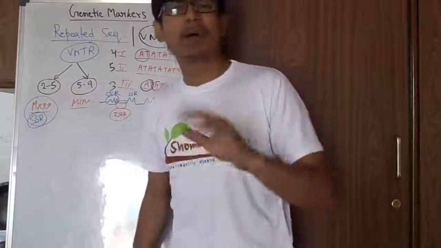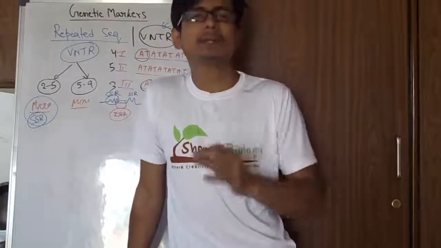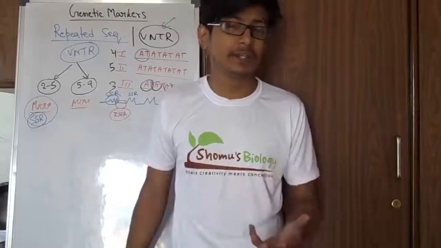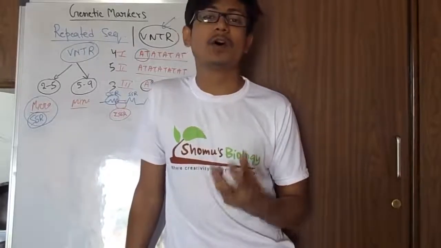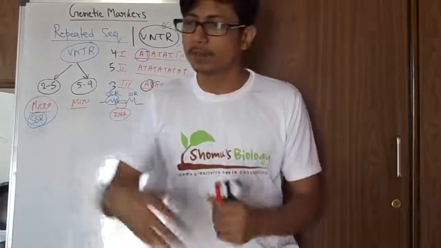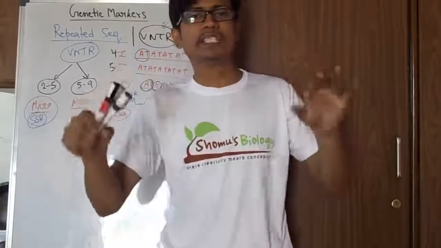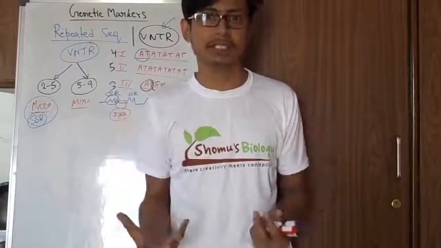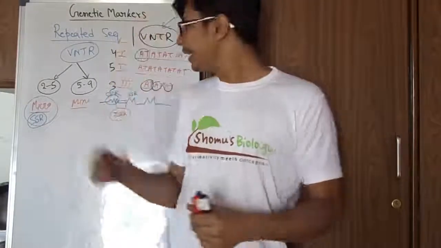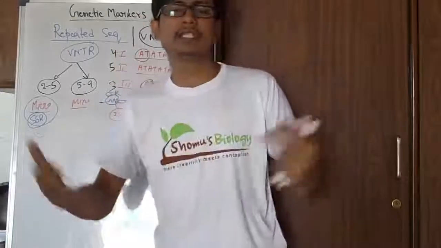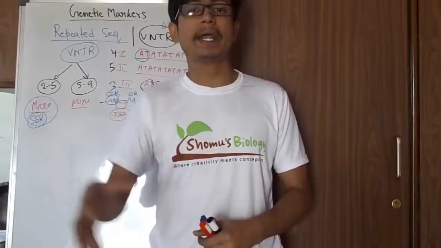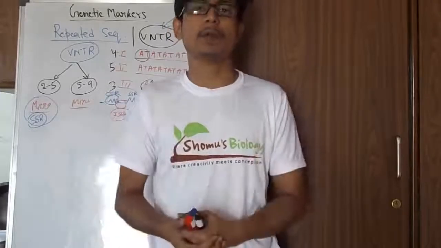Now why are these genetic markers useful? As I have told you, they are useful for the detection of any genetic disorder, or we can also use them for marker assisted selection in plant breeding, because for the breeding of plants we want to select specific advantageous characteristics, like drought tolerance, for example. So let's say whenever there are 5 stretches of AT sequence present in the VNTR region throughout the plant, those plants tend to have better drought tolerance.